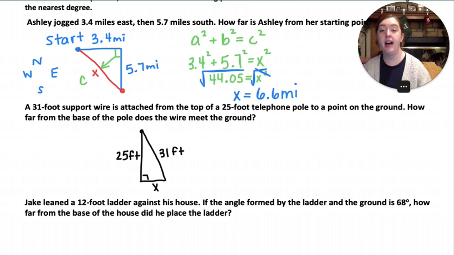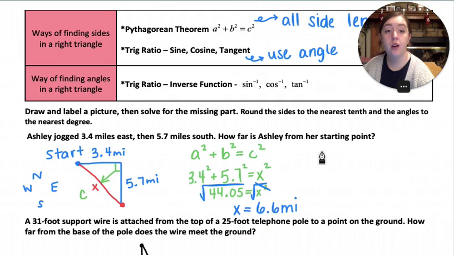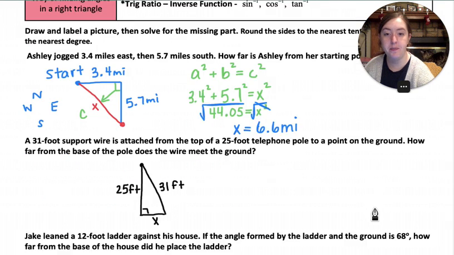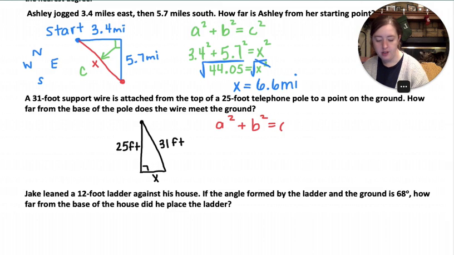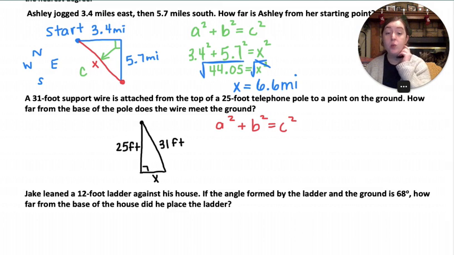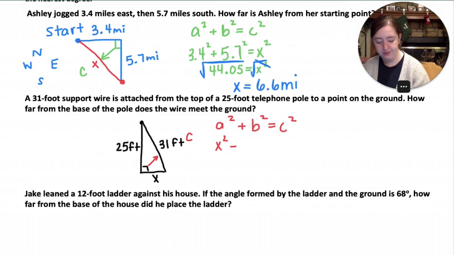Once again, since we have only side lengths, we're going to be using the Pythagorean theorem. The main thing to make sure that you're careful about is which one is c. c has to be your hypotenuse. So across from the right angle, there's c. I'll go ahead and put x in for a and 25 in for b. Equals 31 squared for c.